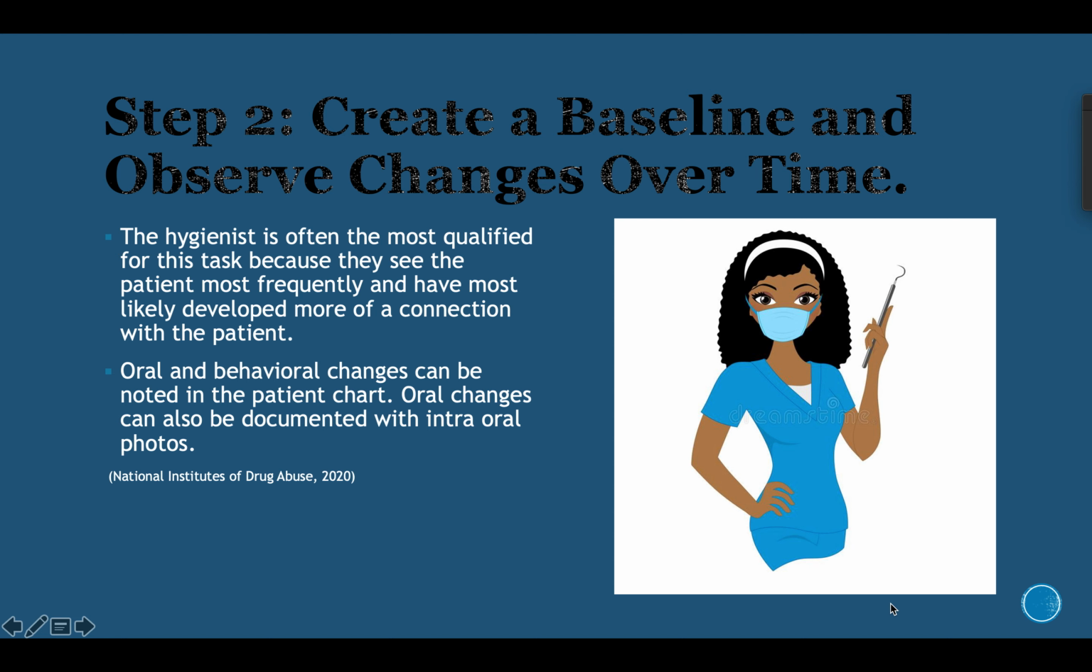Step 2, create a baseline and observe changes over time. Well, who is the most qualified to do this? Probably the hygienist. We see them every 6 months. We spend an hour with them, and we can really get a feel of who they are, what's the norm for them, when it's not. Oral and behavioral changes can be noted in the patient chart. Oral changes can also be documented with intraoral photos. So definitely what's going on inside the mouth, we're going to notice it.